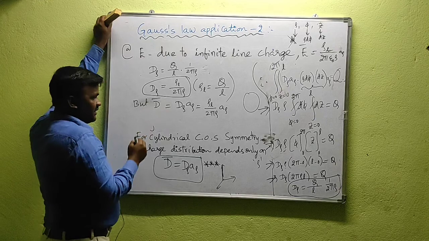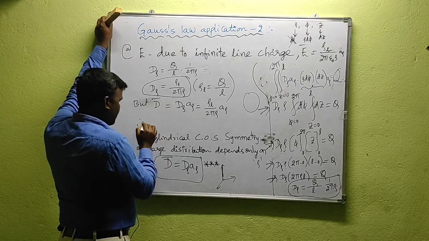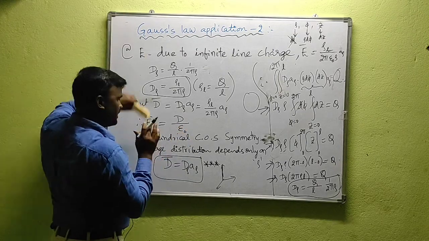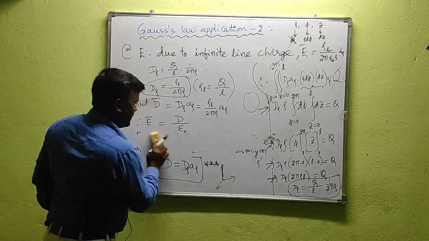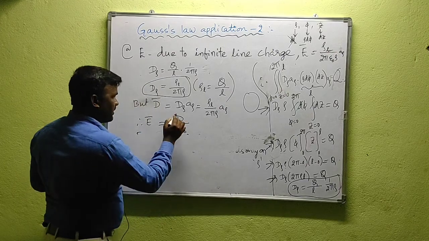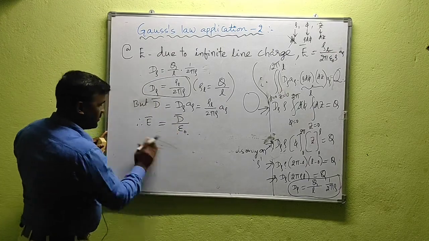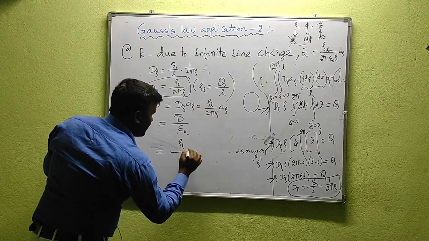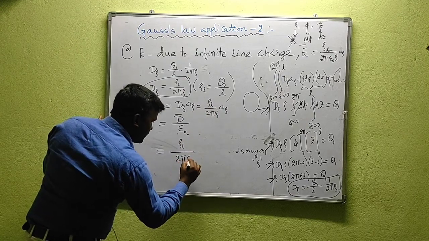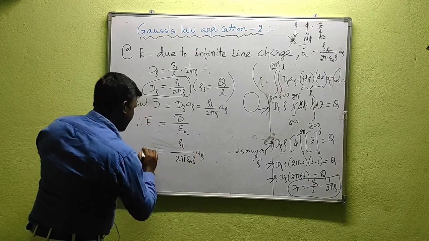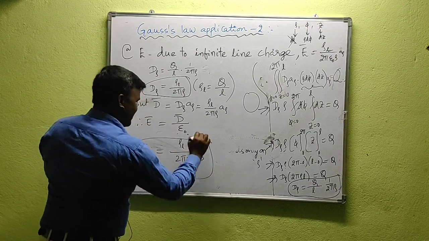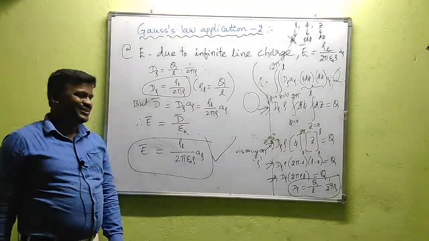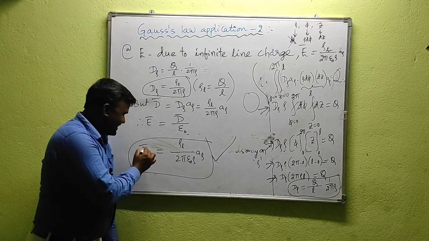Okay, this is about D. Now what about E? E equals D by epsilon, or D by epsilon naught for free space, a vector quantity. Substituting D, E equals rho_L by 2 pi epsilon naught rho into a_rho. This is the electric field intensity due to an infinite line charge.